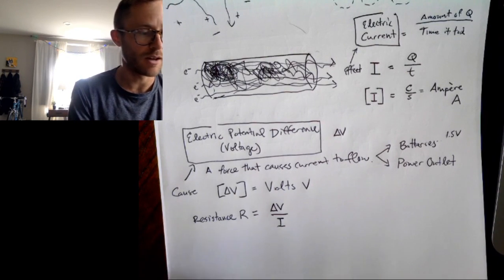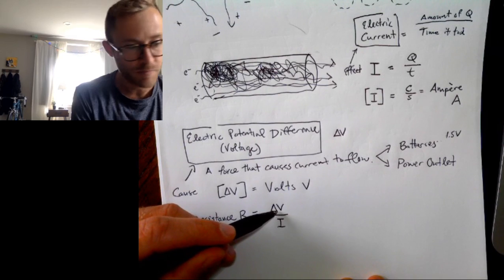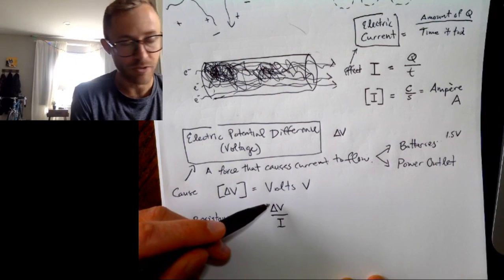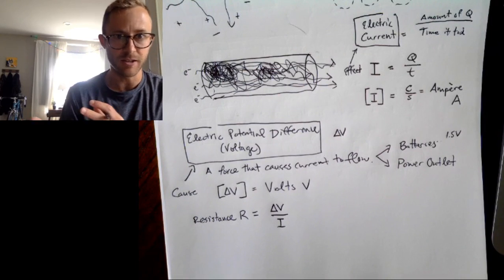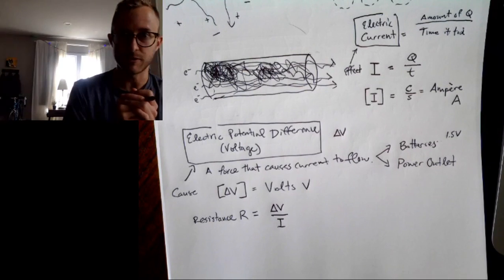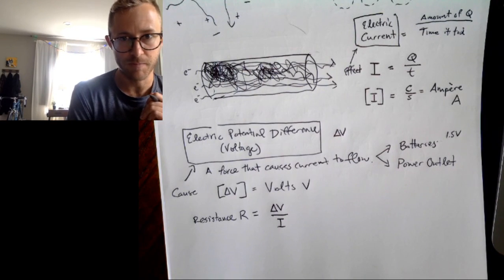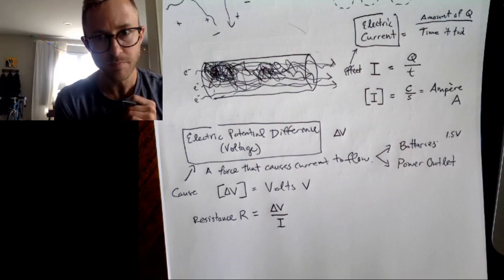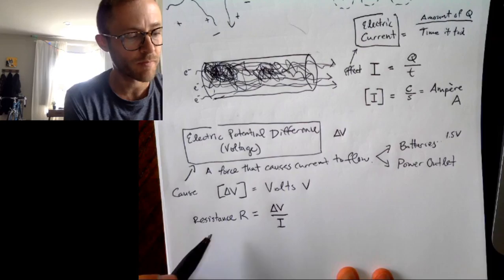Alternatively, if you have a small delta V, a small potential difference, and a big current, that means you're hardly trying at all, but you're getting a huge result. So in that case, it's very easy for electric charge to flow through that material. Okay? So that's why this is called resistance.